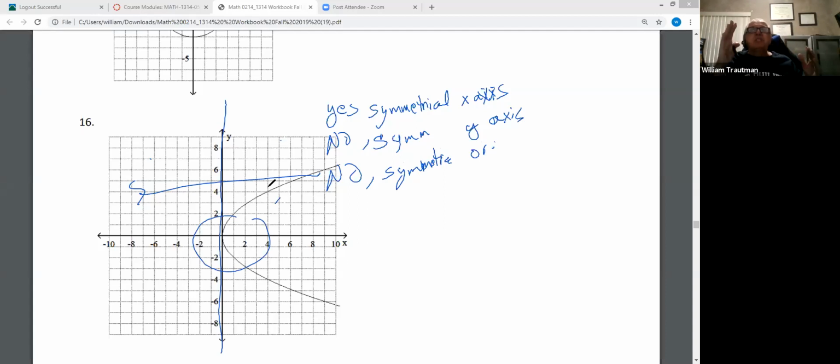So symmetrical with the x-axis, you fold it along the x-axis and you should get the same picture. Symmetrical with the y-axis, you fold it along the y-axis and get the same picture. Symmetrical with the origin, if you turn the graph all the way around, does it look the same no matter where you turn it around in circles? If it does, then it's symmetrical with the origin. If it doesn't, it's not symmetrical.